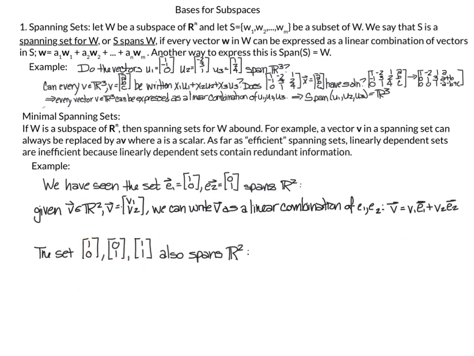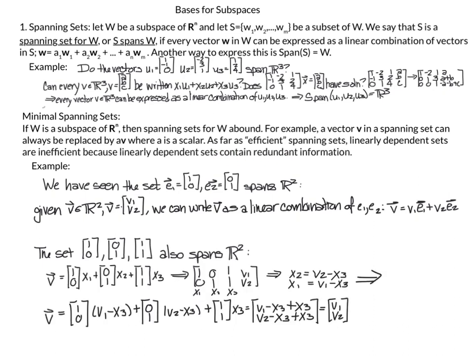But we'll go through the entire steps of verifying that this also spans, and then we'll go through the step of verifying that there's redundant information. To start, we can see that any vector v can be written as a linear combination of the three vectors (1, 0), (0, 1), (1, 1).